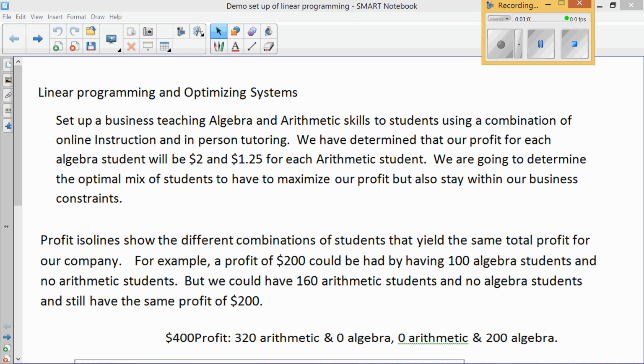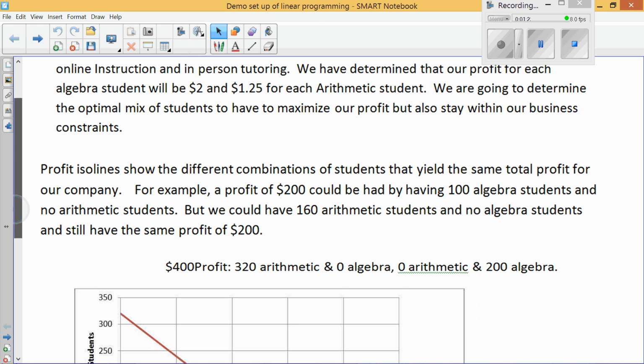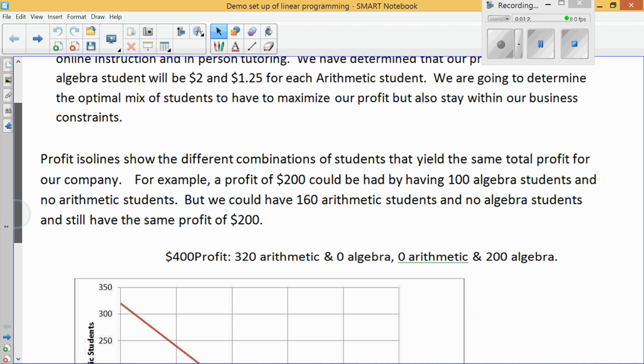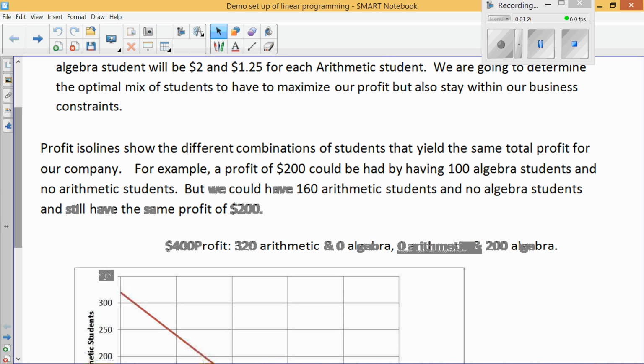What we're doing, again, is trying to find the optimal product mix. What's the best mix of algebra and arithmetic students for our company? That example is just for a profit of $200. We could come up with a profit of $400 by having 320 arithmetic students and no algebra students, or no arithmetic students and 200 algebra students would give us the same profit of $400.